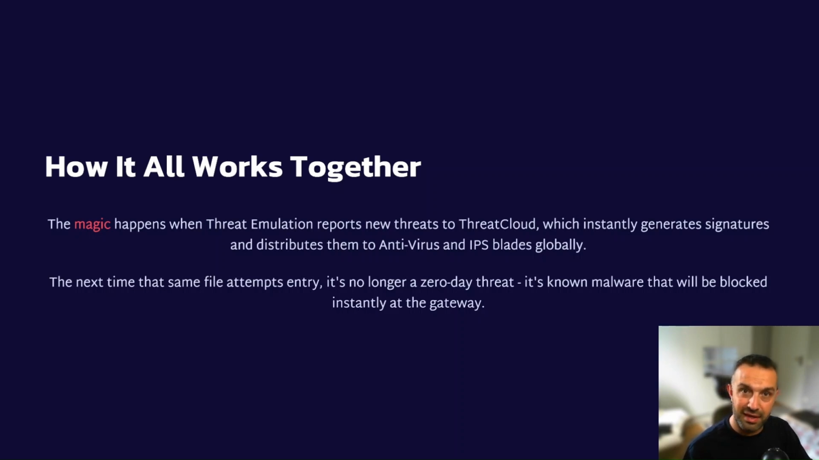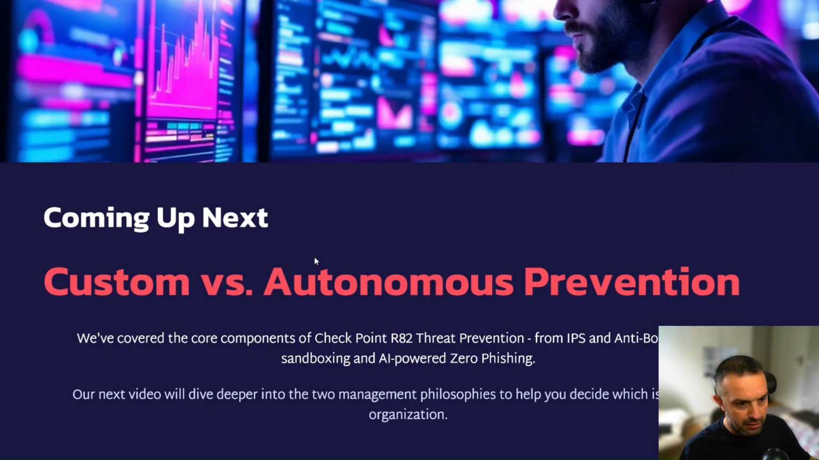And that is a high-level overview of the core components in the Check Point R82 threat prevention solution, from IPS and Anti-Bot to the advanced sandboxing of threat emulation and AI-powered Zero Phishing. Each blade provides a unique layer of security. In our next video, we will be getting deeper into the two management philosophies, which we have talked about: the custom and autonomous, to help you decide which is the right fit for your organization.